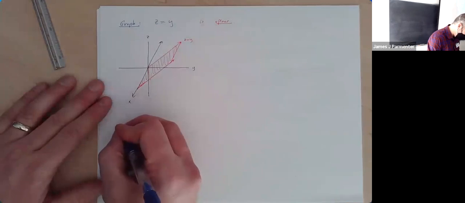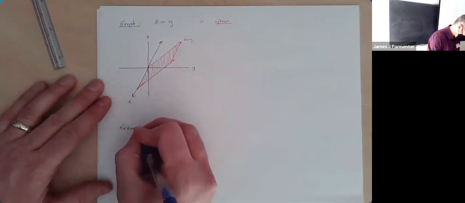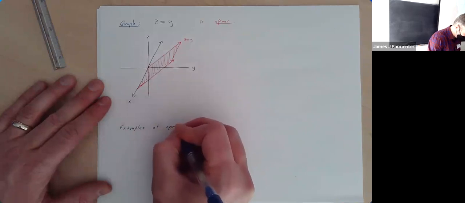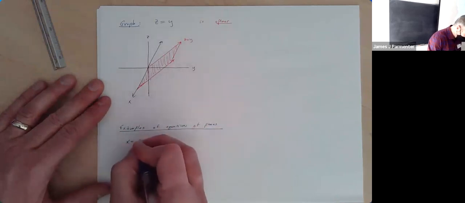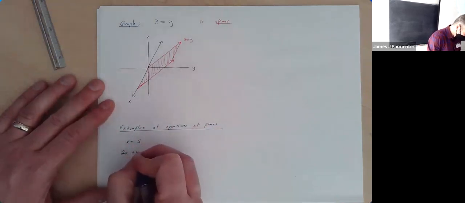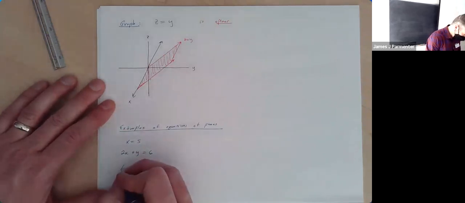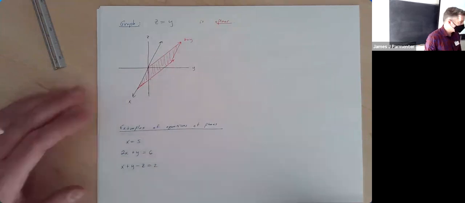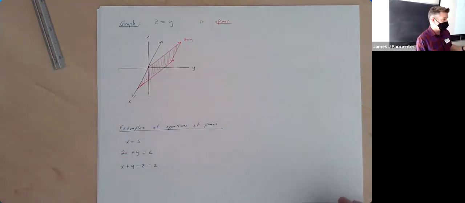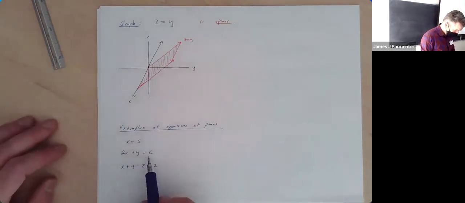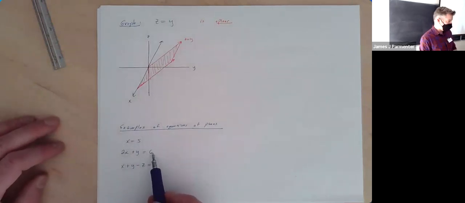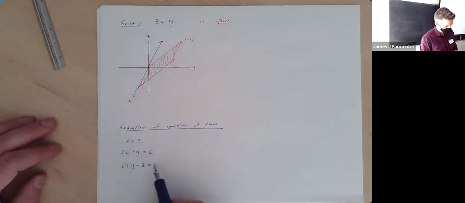So just a couple of examples of equations of planes: x equals 5, 2x plus y equals 6, x plus y minus z equals 2. As long as each variable either is not present or is raised only to the first power, you're definitely going to get a plane. For x equals 5, you would draw x equals 5 and then extend it in both directions. For 2x plus y equals 6, you would draw the line y equals 6 minus 2x and extend it in the z direction.